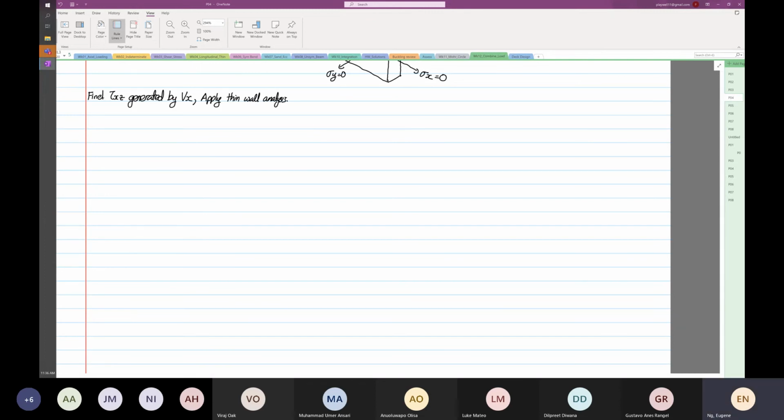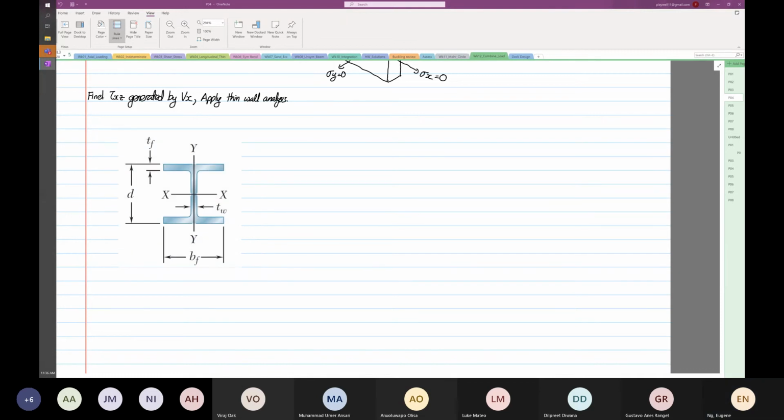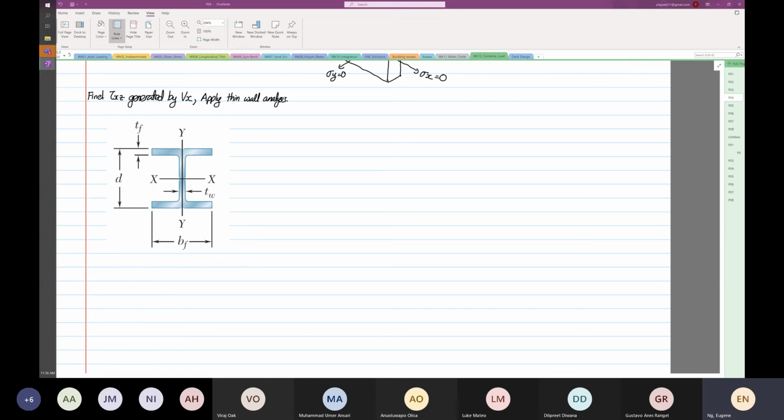So I'm going to copy this diagram again and paste it down here. Now what we are going to do is look at Vx. If we were to draw our transformation, this is our X and this is our Y. So we found that Vx is coming in this way.